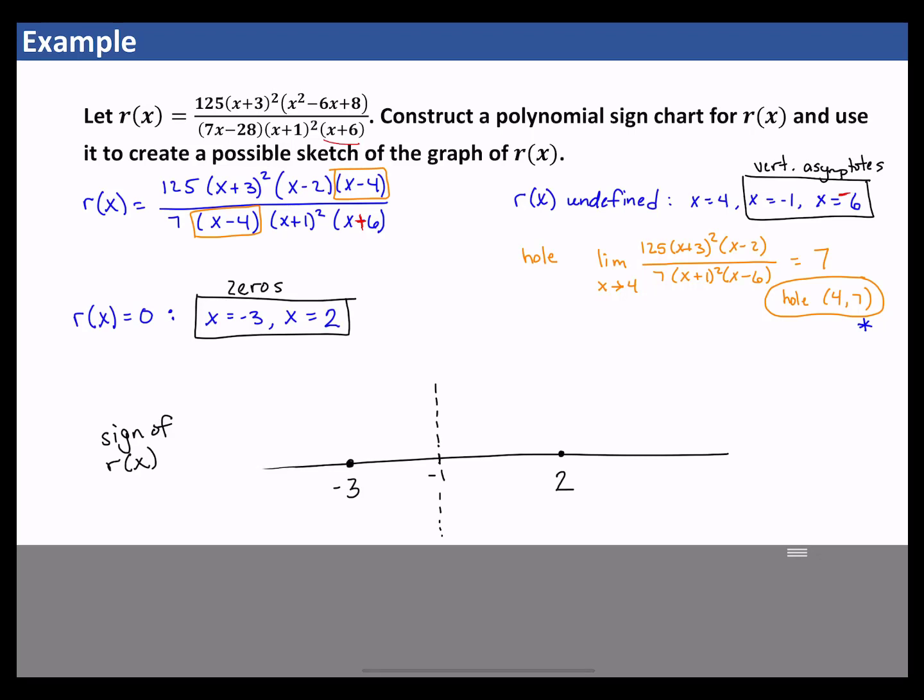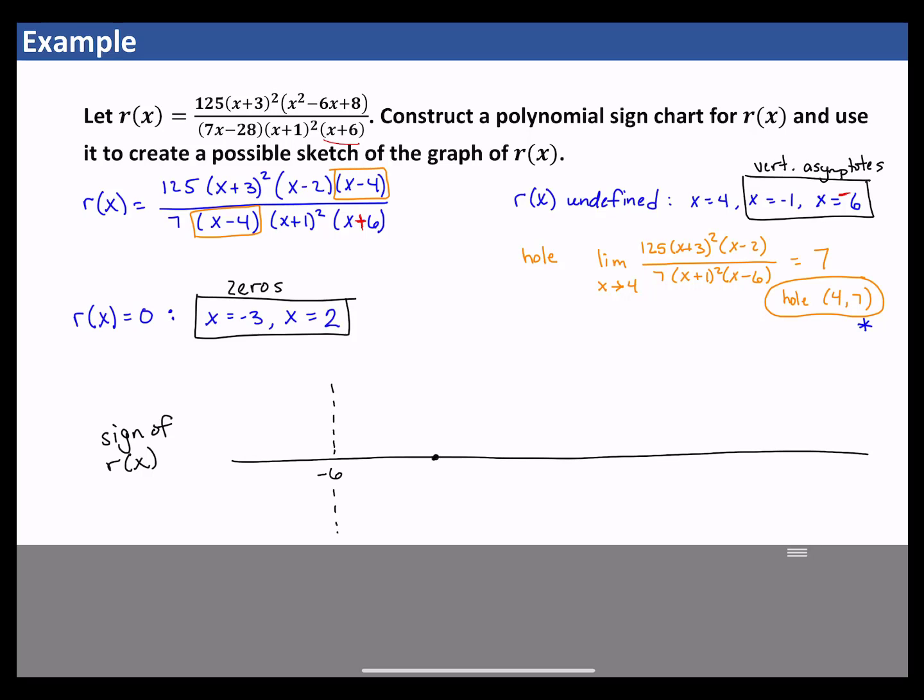So let me redraw my sign chart so that I have some room here. And we'll plot again anywhere the rational function is 0 or undefined. So we're going to have our first vertical asymptote at -6. Then there was an x-intercept at -3. And then there was a vertical asymptote at x equals -1 and an x-intercept at 2.